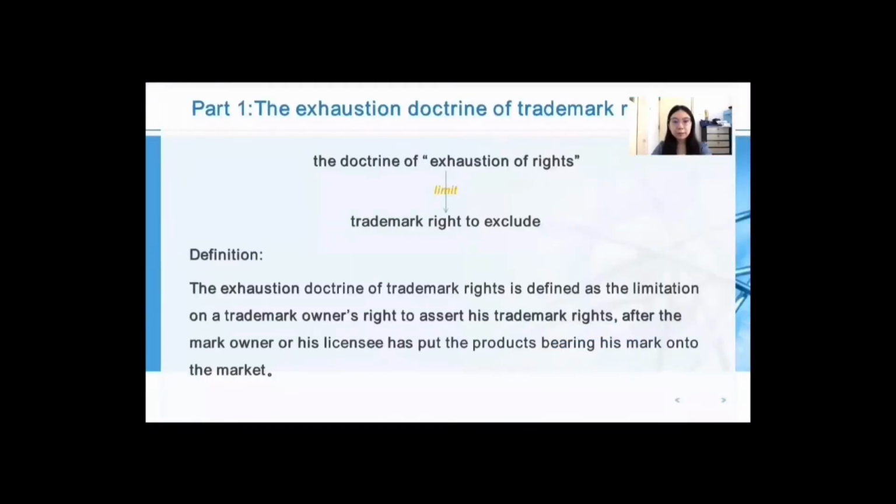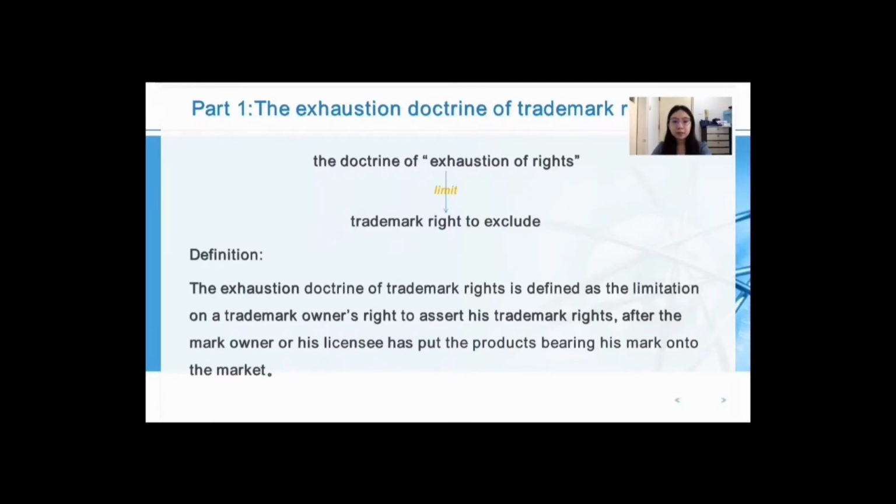IP generally permits the right holders to exclude others from the market. A trademark allows the business owner to prevent others from using a distinctive sign. These negative rights effectively allow the owners to make the first sale of protected goods or services on the market to the exclusion of others. But the trademark right to exclude is limited by the doctrine of exhaustion of rights.